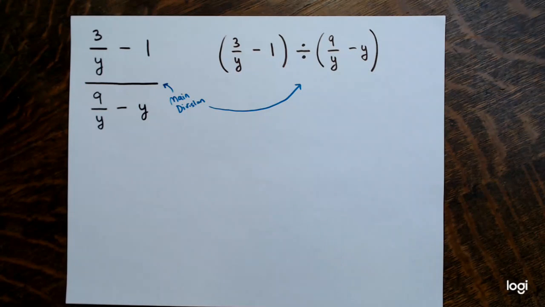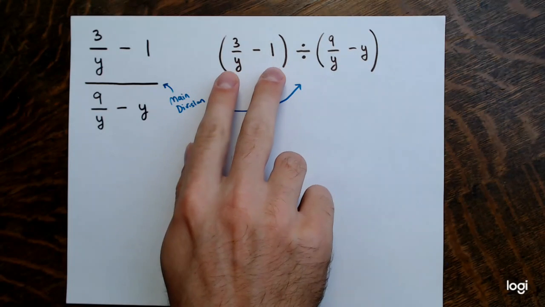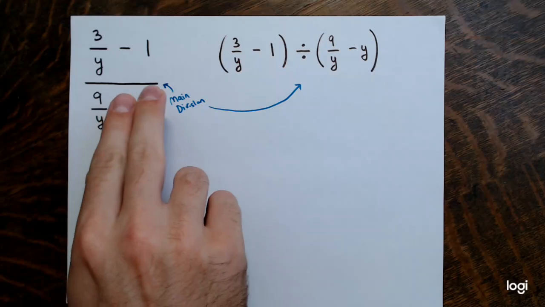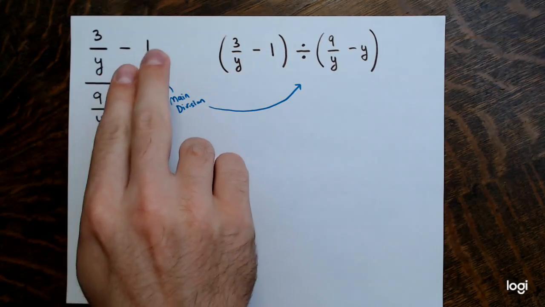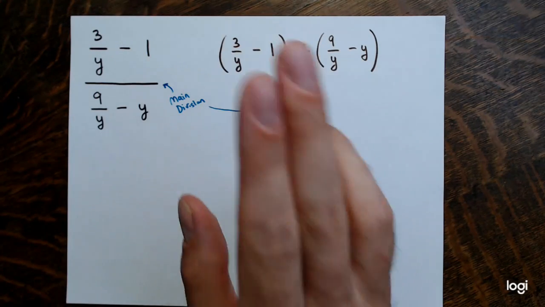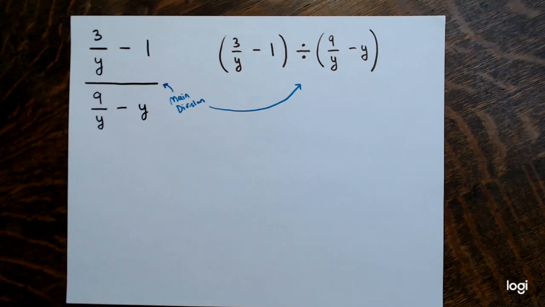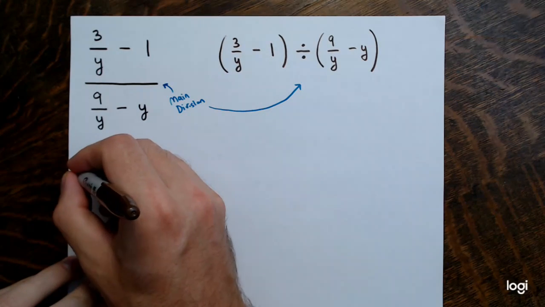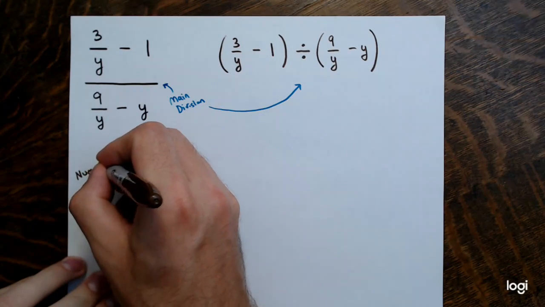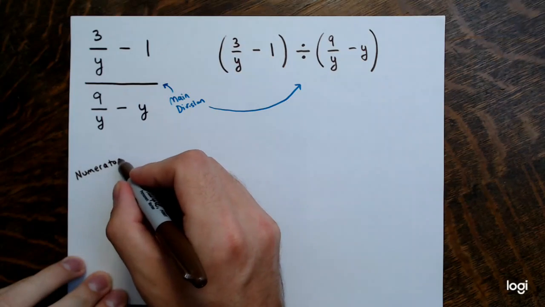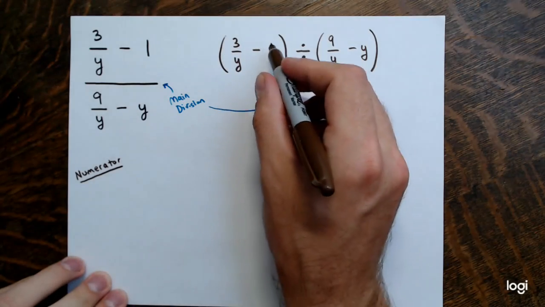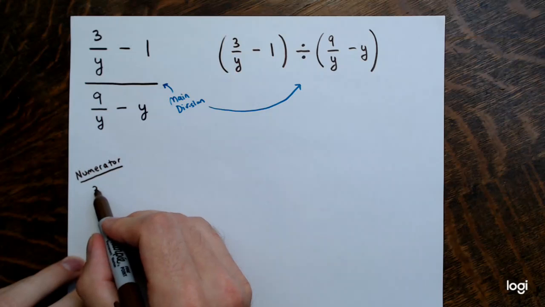And what I'm going to be doing is the same thing I did in the last example, that I'm going to do for all my examples in this video. To simplify a complex fraction, work with the main numerator, everything above the main fraction bar, everything before the division symbol, however you want to look at it. And we're going to simplify that. So I'm going to work with the numerator, which is this 3/y minus 1.